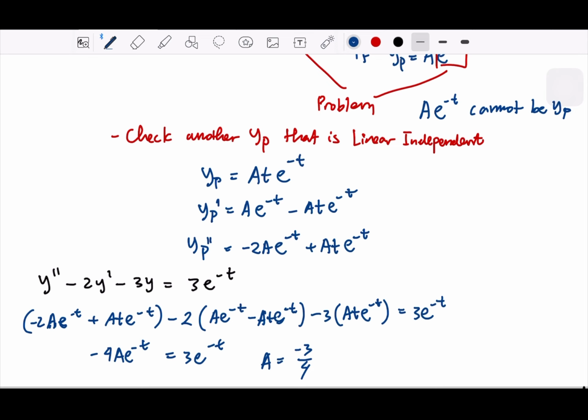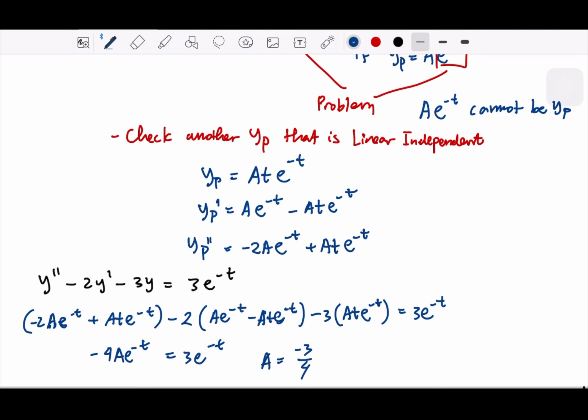Then we can solve this: -2a and -2a becomes -4a, and for this yp, we see that 1 minus 2 is negative, so it's plus 2, it's 3, minus 3 becomes cancelled. So we conclude for this case that we have this A. I haven't written the general solution, but you can see that the general solution is just yc plus yp, with A equal to -3/4.